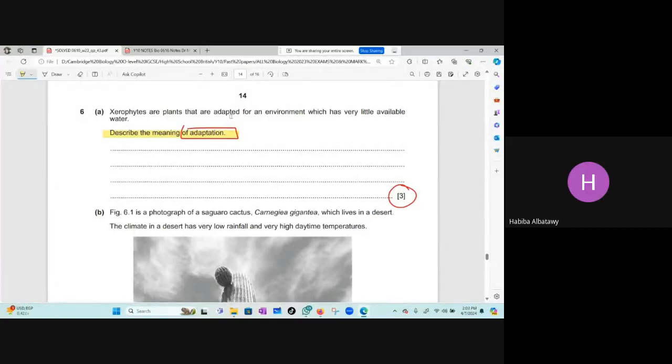The process by which populations over many generations become increasingly suited to the environment. Yes, you're correct. These are features or processes that will make animals or organisms adapted or suited to the environment. Okay, now I want to write another 2 sentences so that I take the 3 out of 3. You will take maybe 1 or 2 out of 3.